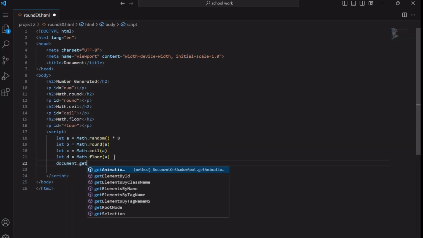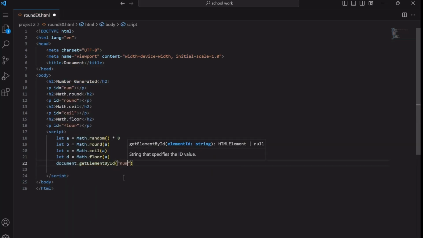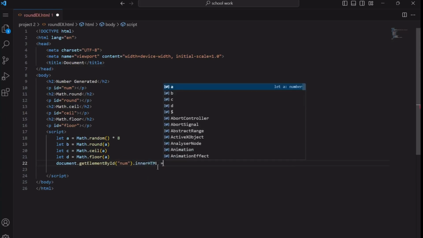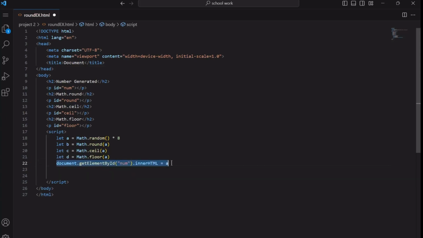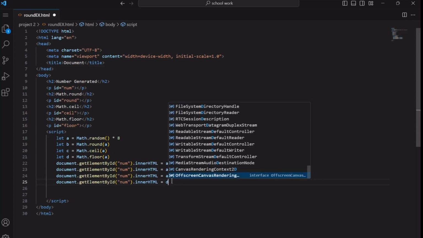Then we'll use document.getElementById.innerHTML, so these results could be put in the paragraph placeholders and printed onto the screen.